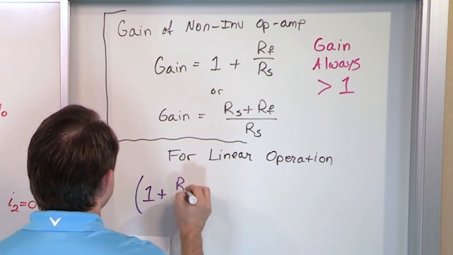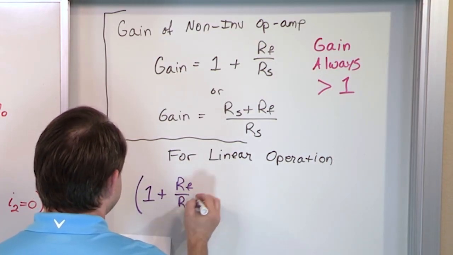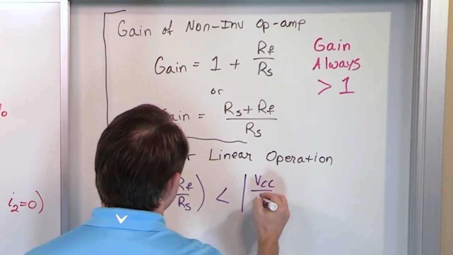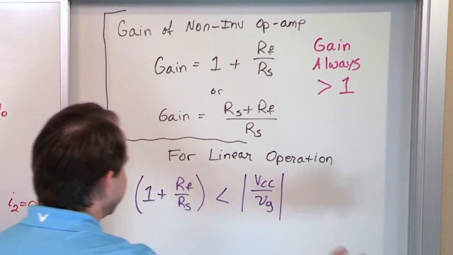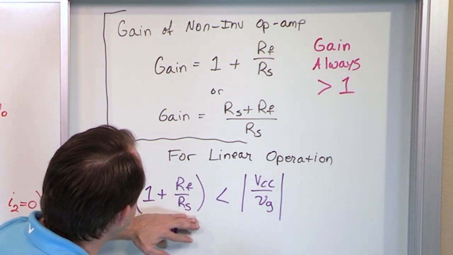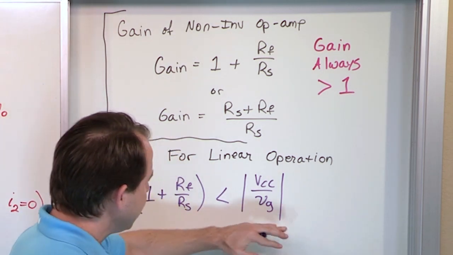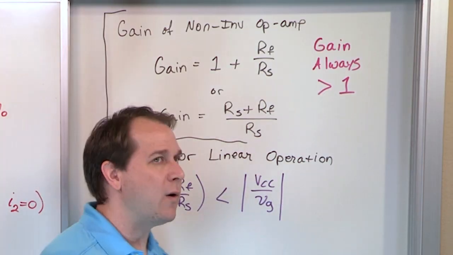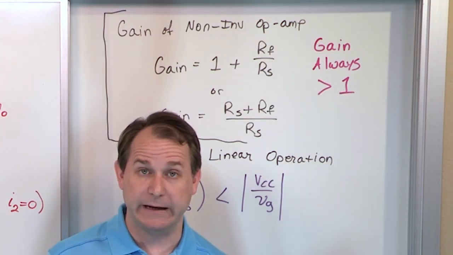1 plus RF over RS, this is the gain, has got to be less than the absolute value of VCC over VG. A lot of students look at this and say, what does this mean for linear operation? All it means is that the gain has to be smaller than this fraction, right? Because if you make the gain too big, then you're going to blow out and saturate the output. It's going to be too big.